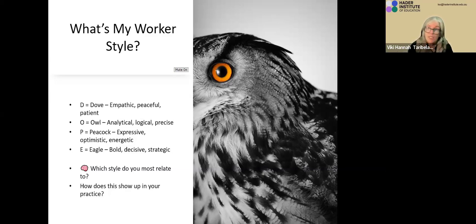And then here I've broken it down and taken it a little bit further. What kind of workers are they? What kind of worker are you? So the doves are very empathic, peaceful, patient. They're our peacemakers. The owls are quite analytical, logical, and precise. The peacocks are expressive and optimistic and energetic. And then the eagles are bold and decisive and strategic. We did role plays with learners for this exact unit. I saw every one of those personality type workers in there. So which style do you most relate to? And how does this show up in your practitioner skills?